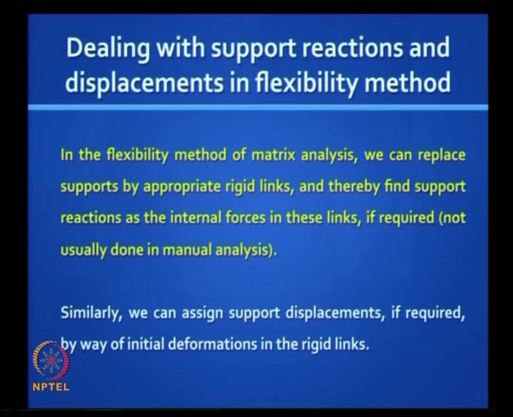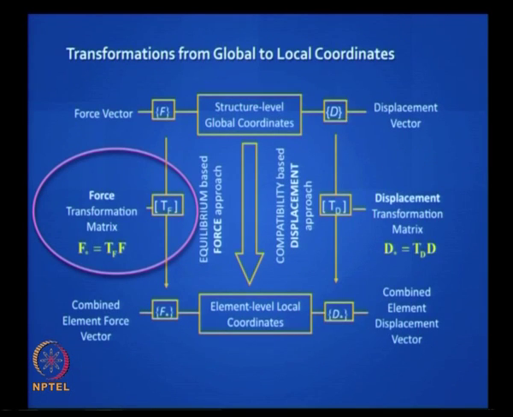So far so good. Next point, if you want to find support reactions you can do it, we will see it later. In the flexibility method of matrix analysis we can replace supports by appropriate rigid links. So you convert the external reaction to an internal force in an imaginary rigid link. It is a little trick you can do, but it adds to the size of your matrix. You might not find it convenient to do in practice. Similarly, we can assign support displacements if required by way of initial deformations in the rigid links. We will see that later.